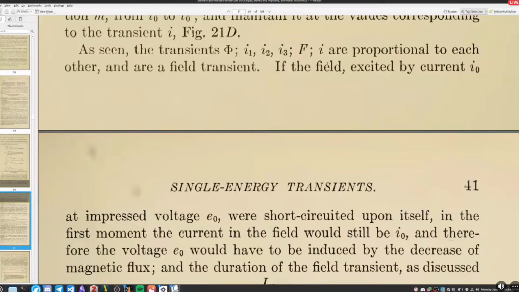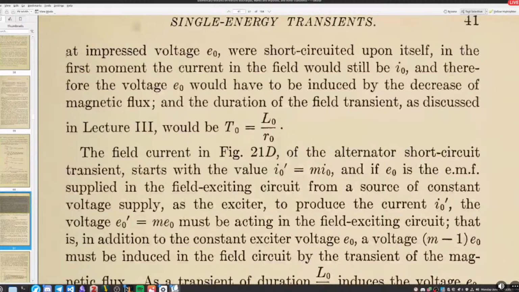If the field, excited by the current I0 at impressed voltage E0, were short circuited upon itself, in the first moment the current in the field would still be I0, and therefore the voltage E0 would have to be induced by the decrease of the magnetic flux. The duration of the field transient, as discussed in the lecture thrice, would be T0 equals L0 over R0.